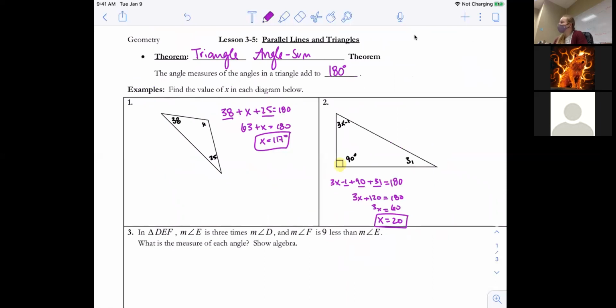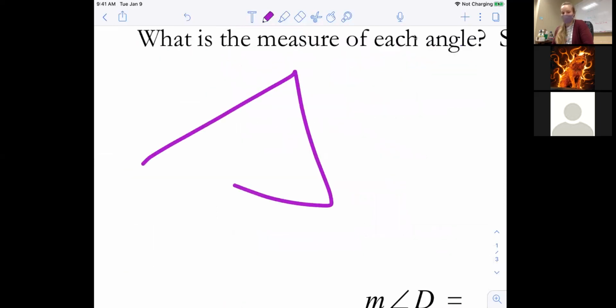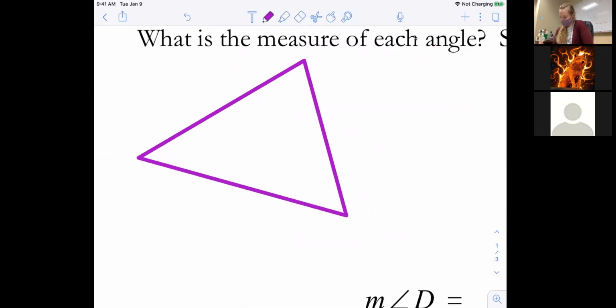Next one is very similar, but now we have to draw the picture. And it describes to us what all my sides are going to be. Or excuse me, all my angles. So it says in triangle DEF, measure of angle E is 3 times measure of angle D, and measure of angle F is 9 less than measure of angle E. What's the measure of each angle? I'm going to draw a triangle. It doesn't matter what my triangle looks like. I'm just drawing something so I have a visual. And I'm going to label my angles D and E and F.